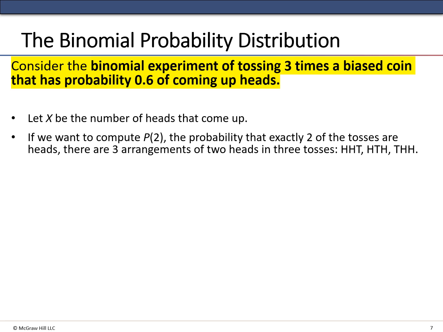If we want to compute the P of 2, this is the probability that exactly 2 of the tosses are heads. If we go through our tree diagram, we can find out there are 3 possible arrangements of 2 heads. And that is heads, heads, tails; heads, tails, heads; or tails, heads, heads. And this, again, we've been doing before, using tree diagrams to see all the possibilities.